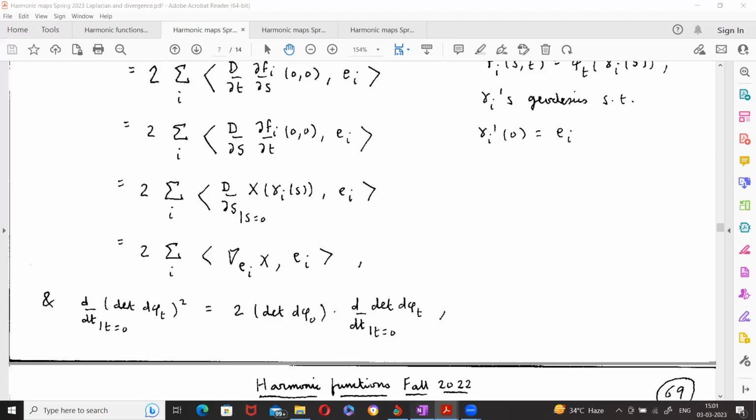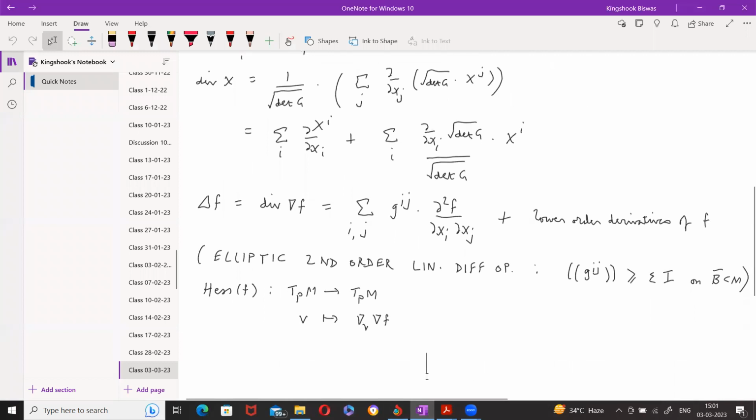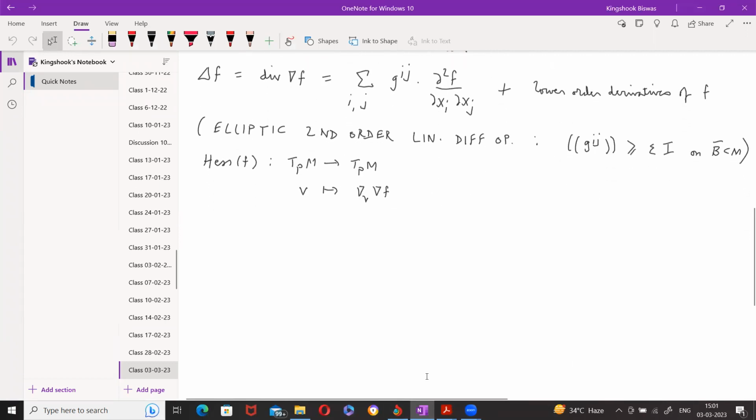No, you're misinterpreting. Let me explain. This is just a matter of notation about partial derivatives. What I'm writing is d del s del f del t. If I write this at 0, 0, what it means is this whole vector field along f evaluated at 0, 0.